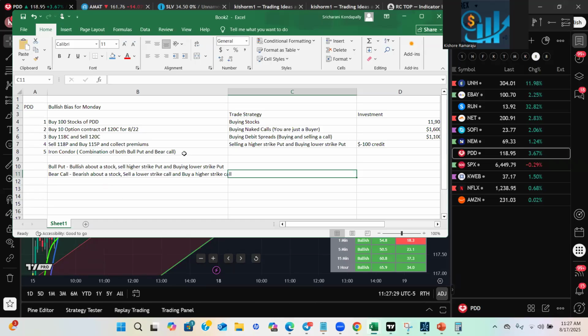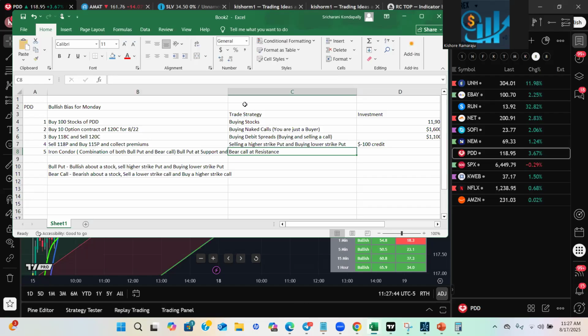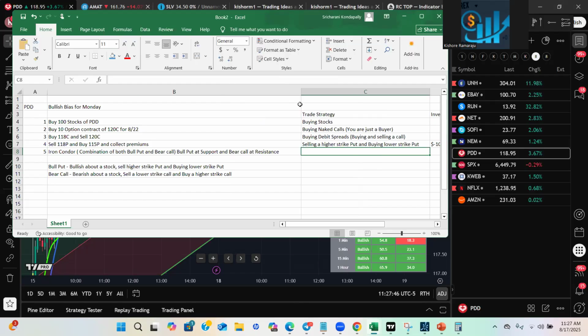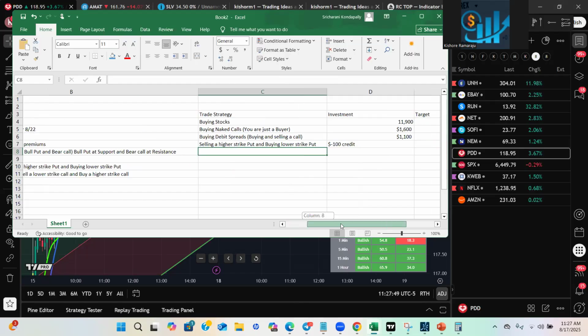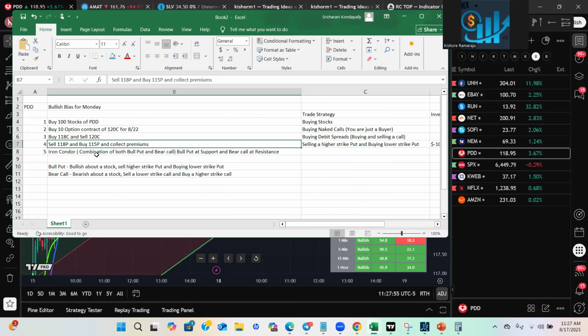So, a combination of both bull put and bear call. Bull put at support and bear call at resistance. So now your risk gets much reduced, right? Here you are just doing one side. Here you are doing both the sides, right?